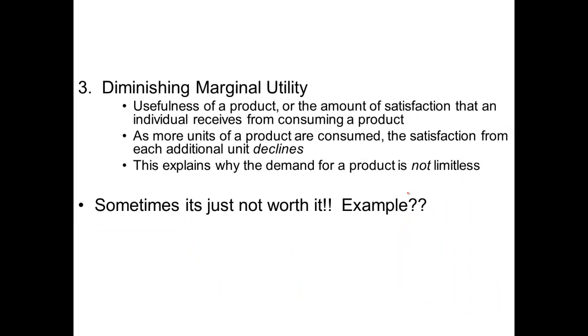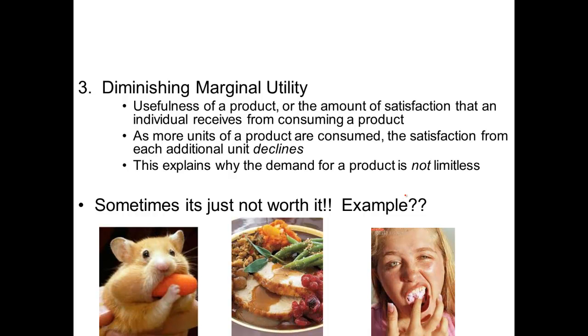And the next pattern of behavior that influences the law of demand is something known as diminishing marginal utility. What that basically means is that we don't have infinite demand for goods. Sometimes there's just too much and we can't consume a complete amount of something. So diminishing marginal utility basically says the usefulness of a product, or the amount of satisfaction that an individual receives from consuming a product, eventually declines.